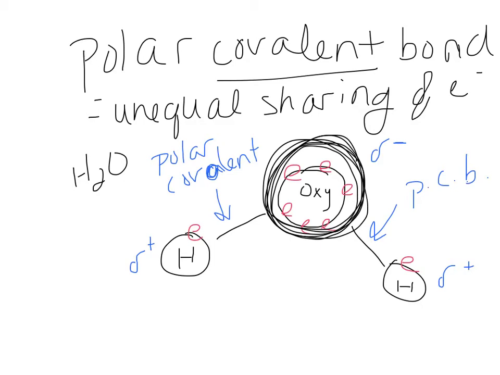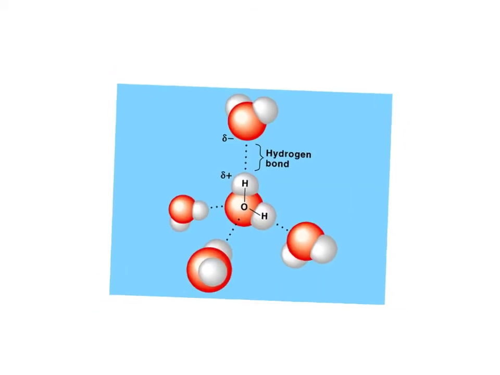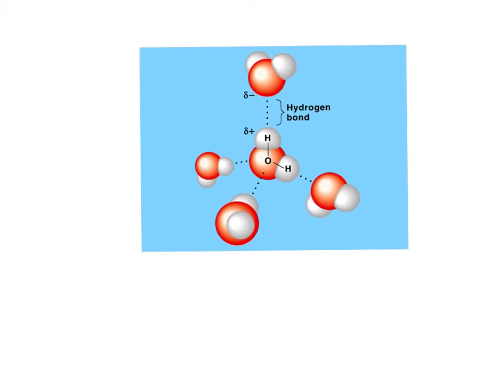But because I have these partial charges here, this water molecule can now bond to other water molecules. And that's what we're going to look at next. Okay, so the last type of bond that we're going to talk about is what's called a hydrogen bond.